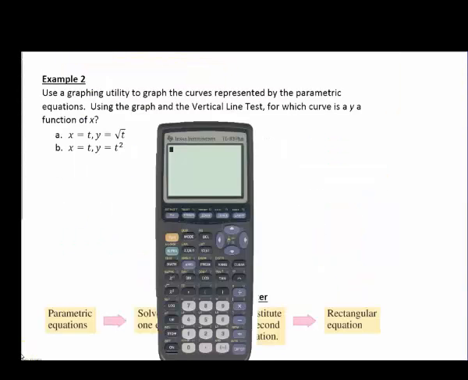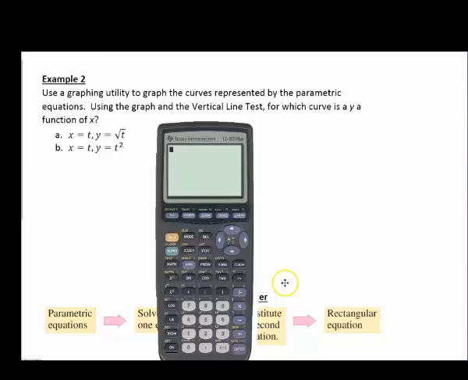So for example number 2, we want to use a graphing utility like our graphing calculator to graph the curves represented by the parametric equations, using the graph and the vertical line test for which curve is y a function of x. That should say y, not ay.